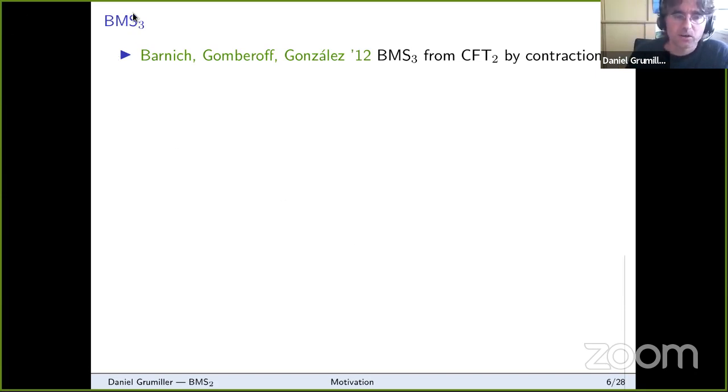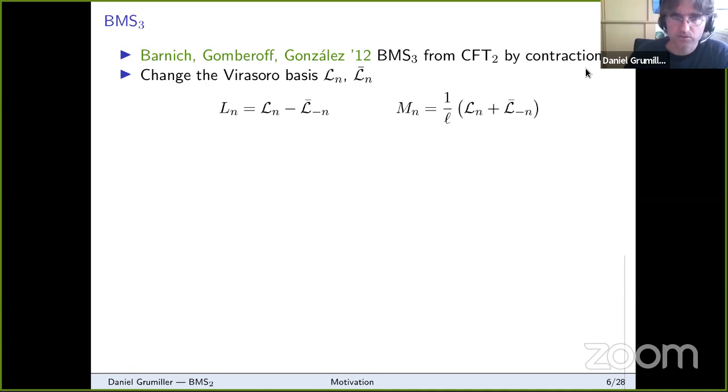Let's go down further in dimensions. So let's move to BMS3. So about 8 years ago, Glenn, Andy and Hernan showed that you can get BMS3 from two-dimensional CFT by contraction. So how does this work? Well, the algebra that generates the CFT2 symmetries consists of two copies of the Virasoro algebra. I denote the Virasoro basis by this calligraphic L and L bar, n is some integer.